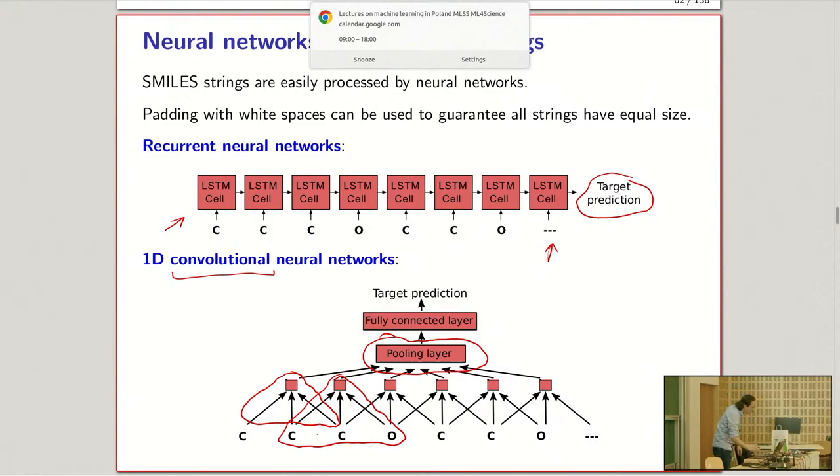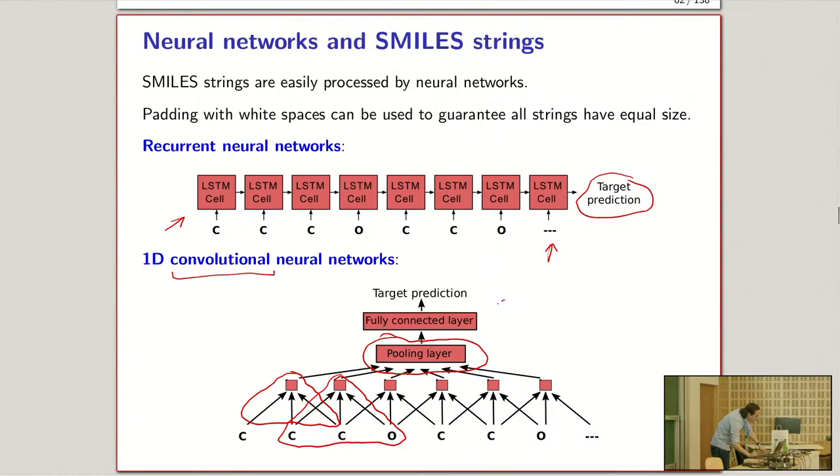Sorry, let me close this. And then you could feed that into a fully connected neural network and make predictions on the properties of interest. The key thing is that these neural networks will have parameters and they will be tuned to the particular prediction problem. One question?